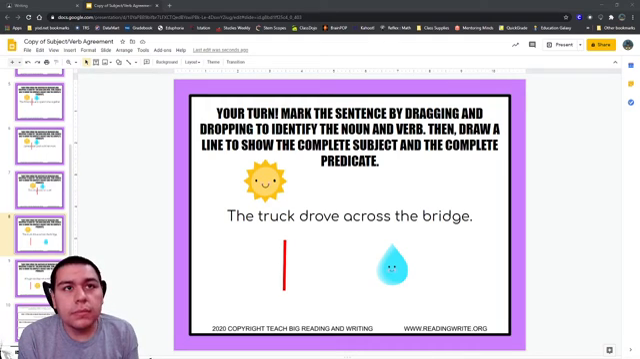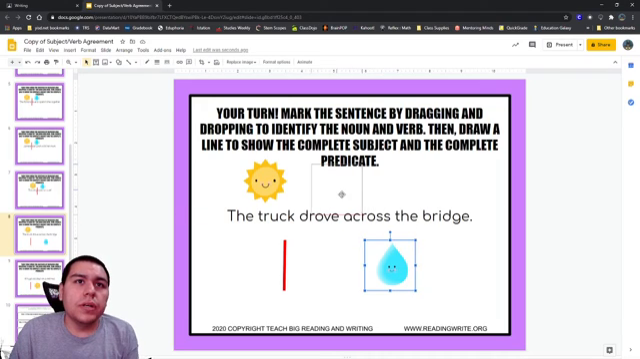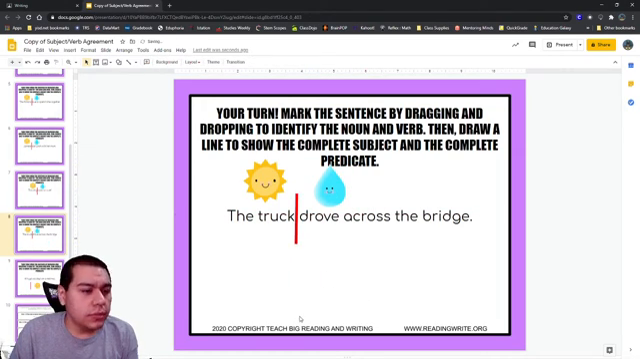Who can tell me what the truck does? What did it do in this sentence? What are they saying about the truck? Alexa? That it drove across the bridge. Separate those two. We have my subject, the truck, and my predicate, drove across the bridge.